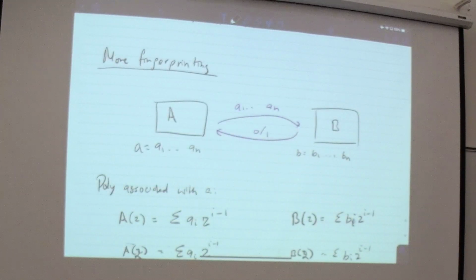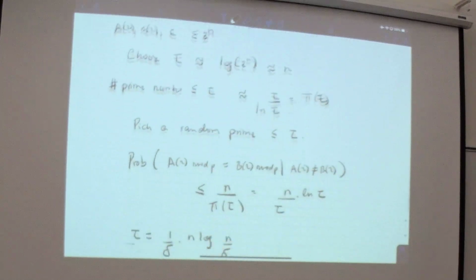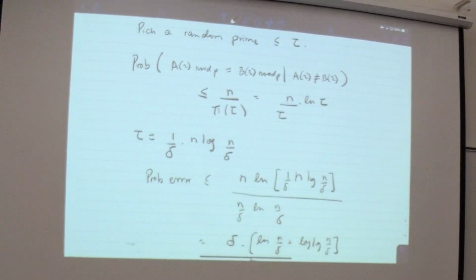Yes? Was looking at the proof. So, where does delta come from? What's the delta? Think of this as a design problem. I want to design a fingerprinting scheme where my probability of making a mistake is 0.001. Okay. That's delta. So delta is a parameter that I plug into my scheme to design.